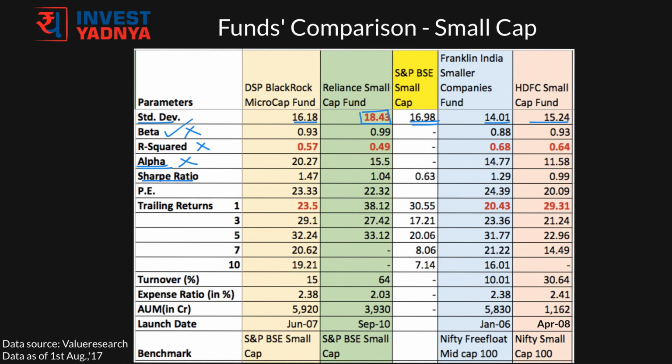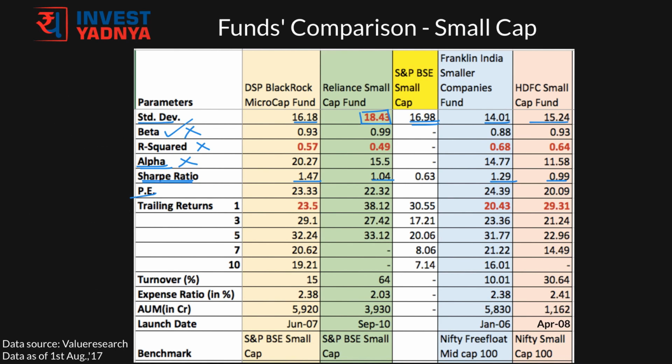Moving on to the Sharpe ratio. Sharpe ratio tells you the risk-return correlationship of a fund. So a value greater than 1 is what is desirable, indicating that the fund is able to pull out more returns from the amount of risk it is taking. DSP BlackRock and Franklin funds have a good Sharpe ratio. Reliance Small Cap Fund also has a Sharpe ratio greater than 1, while HDFC Small Cap Fund has a Sharpe ratio below 1, indicating that it is not able to pull out the kind of returns expected from the amount of risk it is taking.